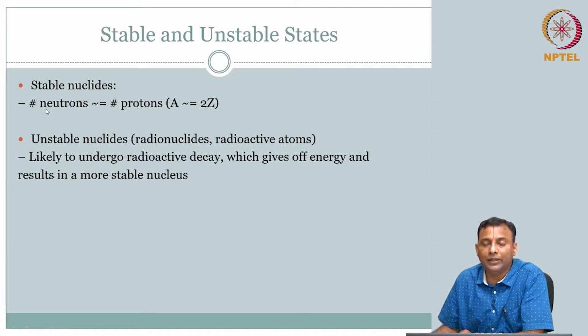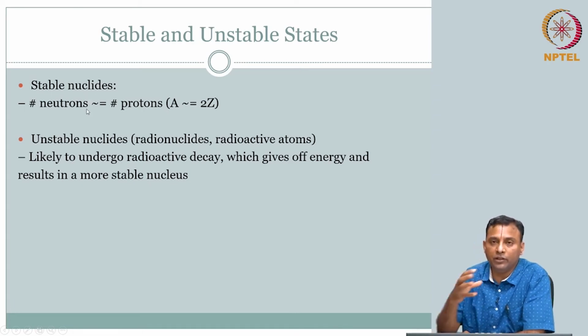Remember, the atom is net neutral, so the number of electrons is on the outside, and therefore it is net neutral. If the number of neutrons is approximately equal to the number of protons, you can also look at this relationship between atomic number and mass number. So if the mass number is approximately 2 times the atomic number, then that is considered a stable nuclide. This has to do with the stability of the nucleus.